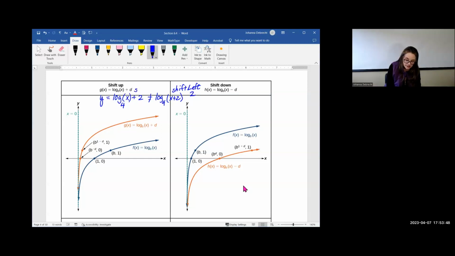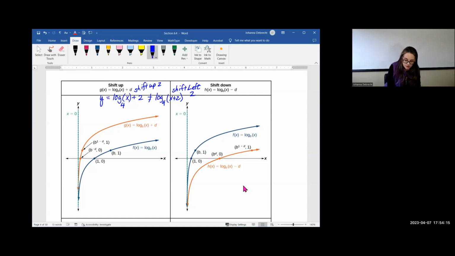And this is a shift up 2. So where the parentheses are makes a huge difference. Now you'll notice that although this affects the y, it does what you think it would do. A plus 2 moves it up 2 and a minus 2 would move it down 2. Why is the x the opposite and y the same? Well, that's because the 2 isn't sitting next to the y.